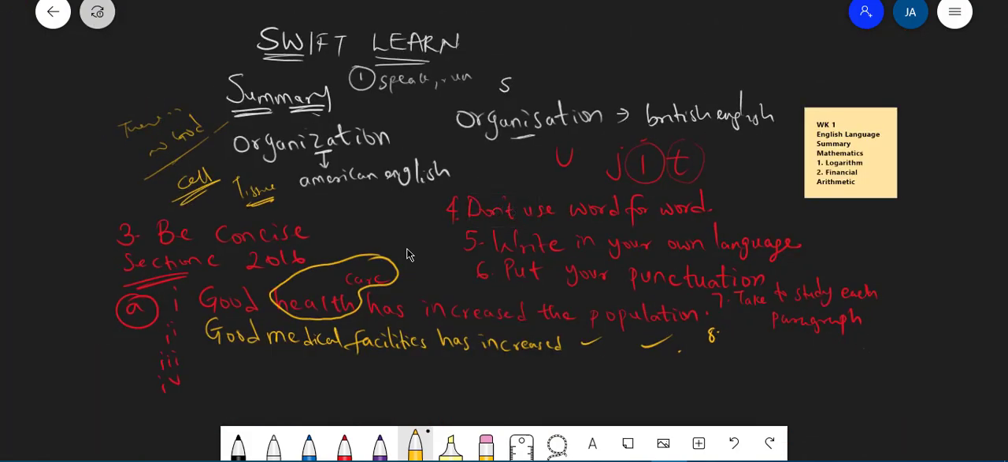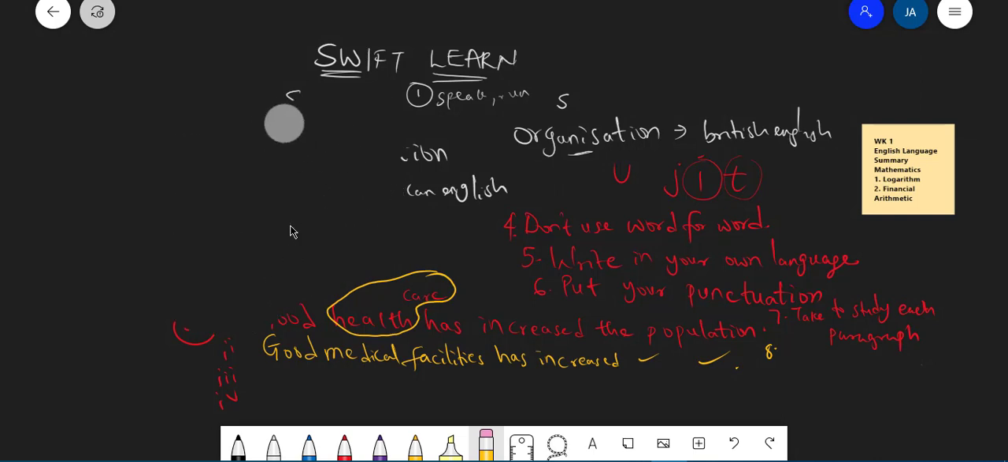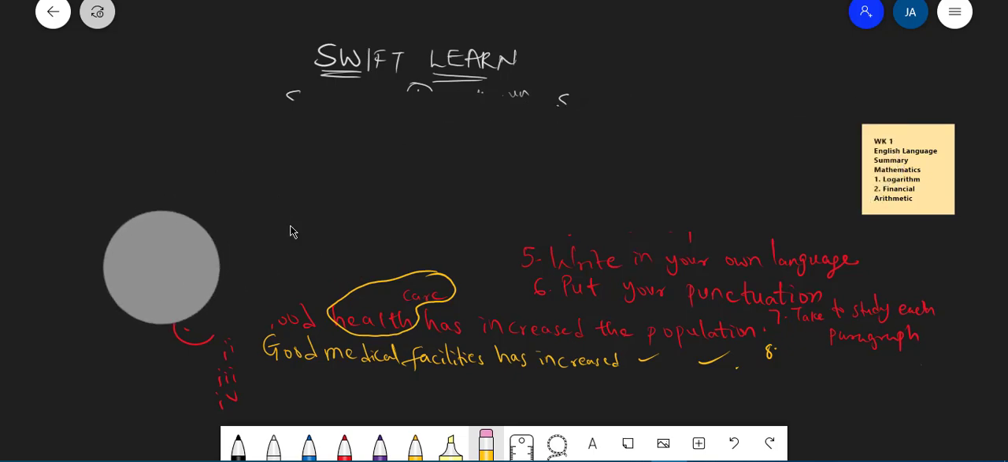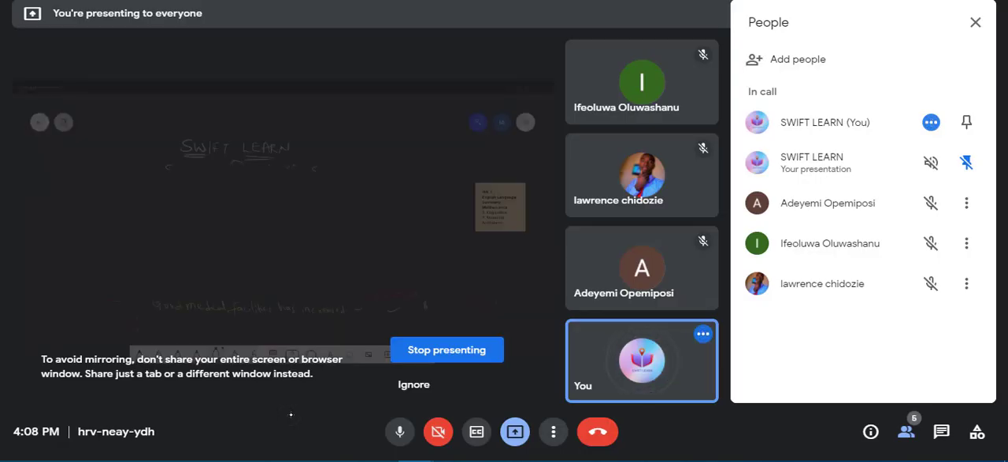Okay, so let me continue. So let's look at the other summary. We've talked about good medical facilities having increased. Sorry if I've rubbed something off your writing. Number 2, apart from good medical facilities, they talked about education. Maybe Lauren should answer this question. I don't know if you are still there. Now, if I were to pass the question, how will you summarize the education paragraph?